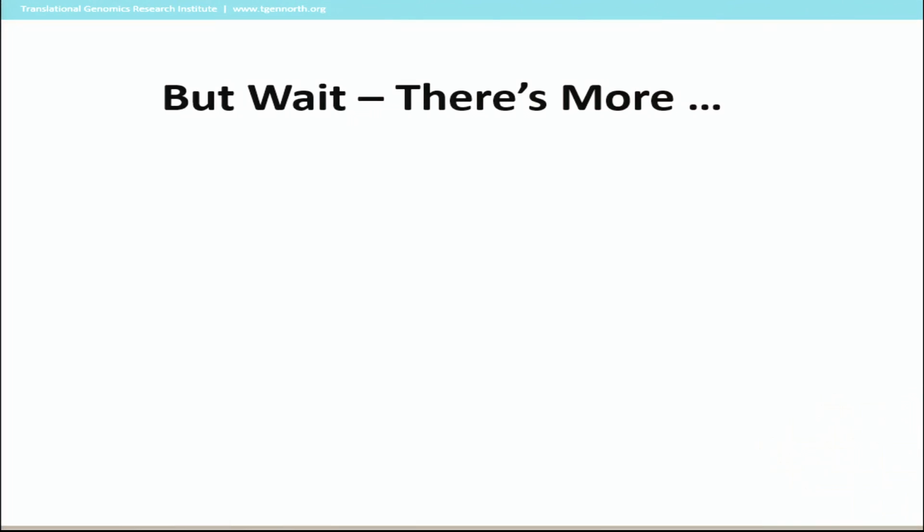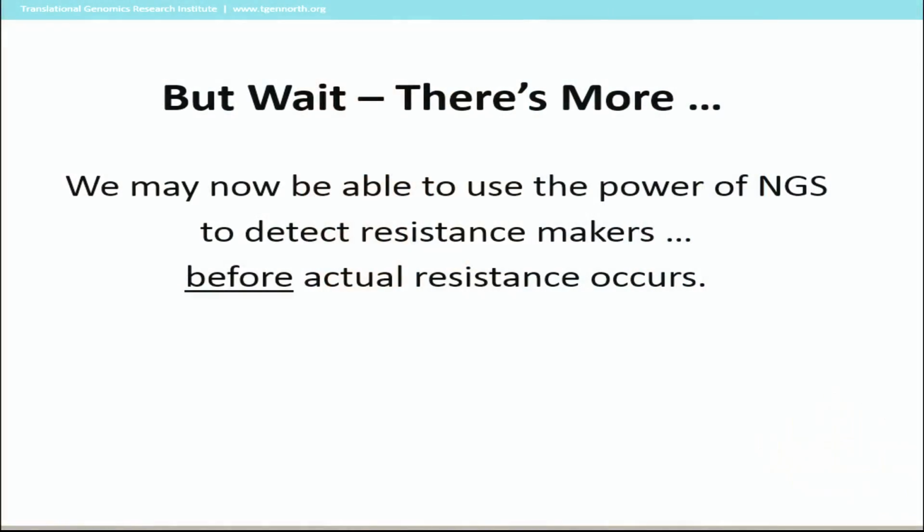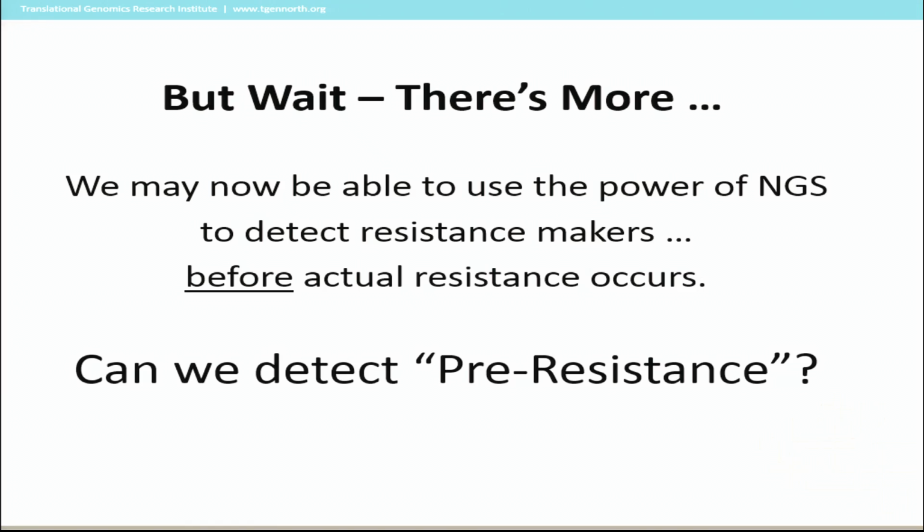But wait, there's more. There's a lot of power behind doing amplicon sequencing. We can not only get, I think, a really good profile on the DST, or at least a genotypic profile, we may now be able to use the power of NGS to detect resistant markers before actual resistance occurs. Now, if we're detecting it at very low levels, this is likely going to show up as discordant with the phenotype results. But in many cases, we think that's because it's at such a low level that it's not showing up phenotypically. But does that mean that we can detect pre-resistance?